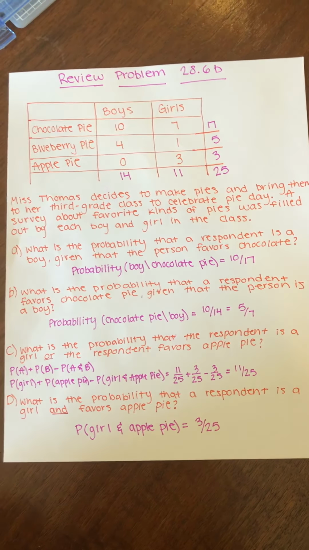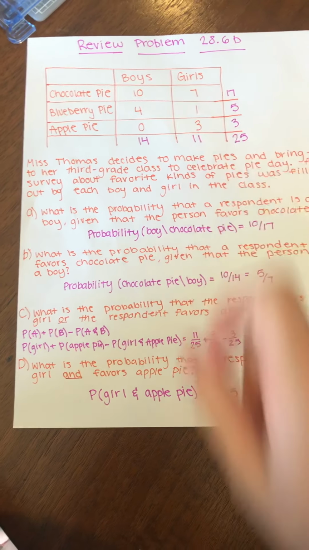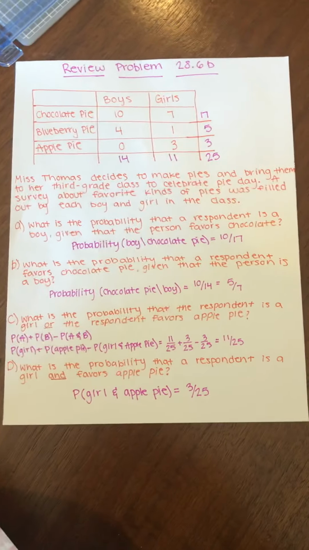And then the last problem asks, what is the probability that a respondent is a girl and favors apple pie? To find the probability of this problem, we need to find how many times these two events happen together. If we just look up at our table, we see that a girl chose apple pie 3 times, so we put that over the total number of respondents, which is 3 over 25. So the probability that a girl chose apple pie is 3 over 25. And that's how I solved my problem.